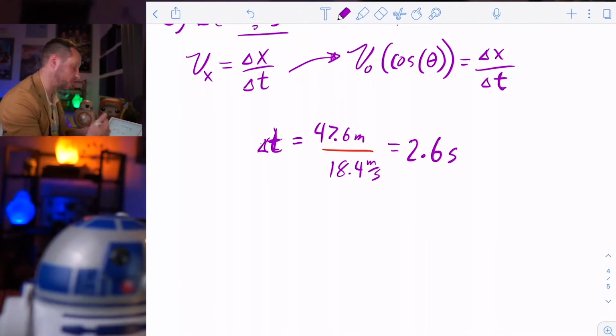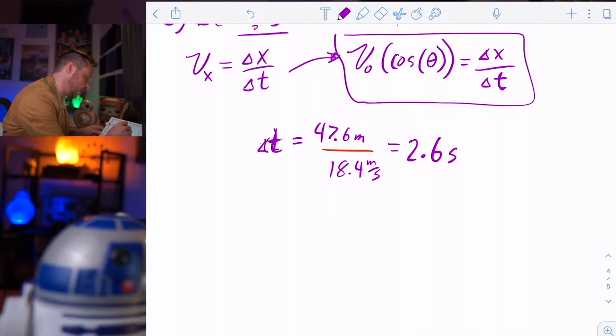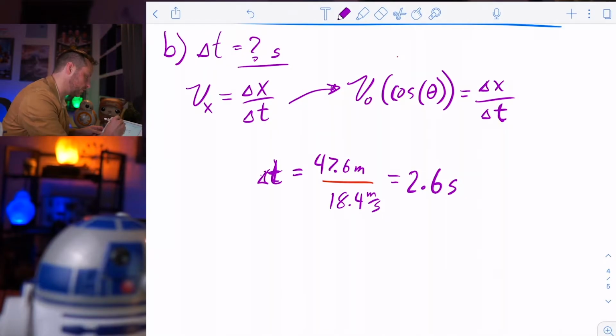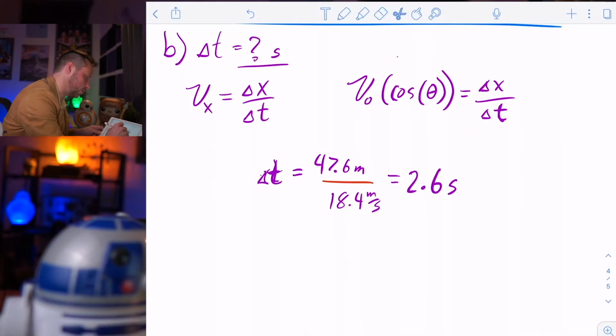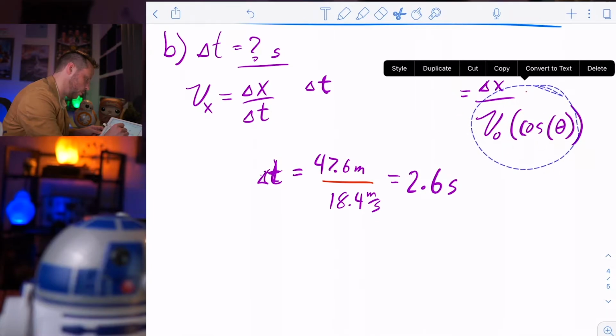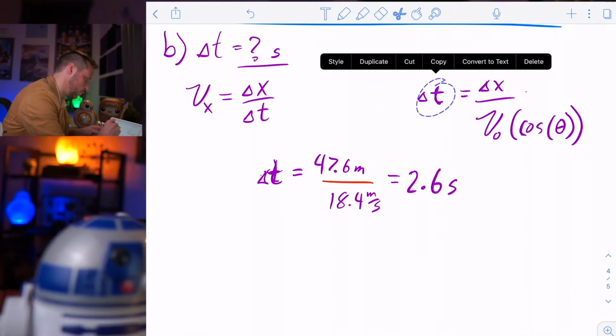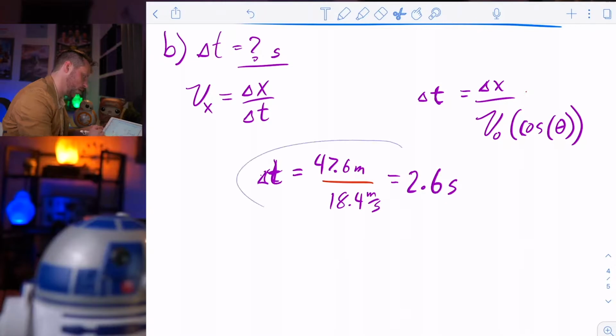I wrote it out the long way for you to show you all the algebra. I didn't want to skip a step or whatever. But in the future, friends, this is what you can do. When you have a situation like this, you can totally swap that with that. You're totally allowed to, okay? So here's how that works out.